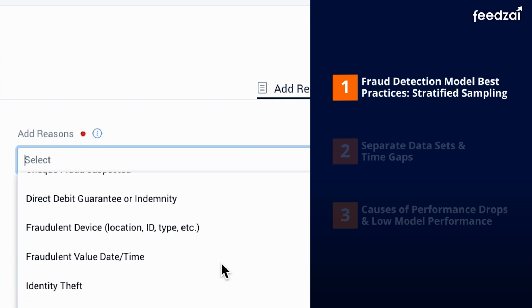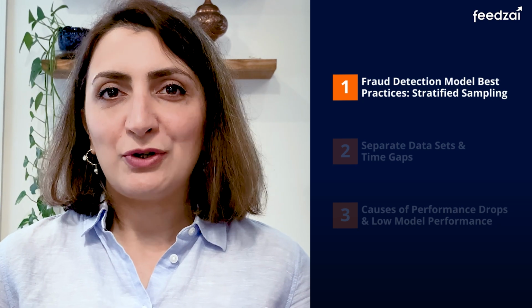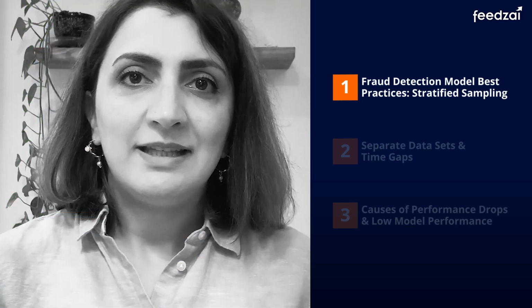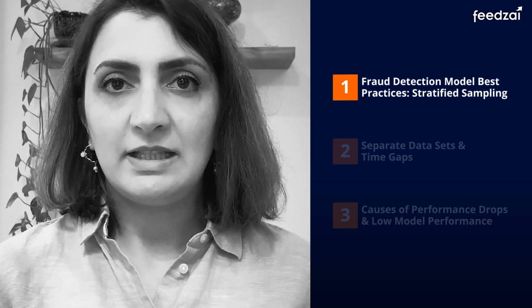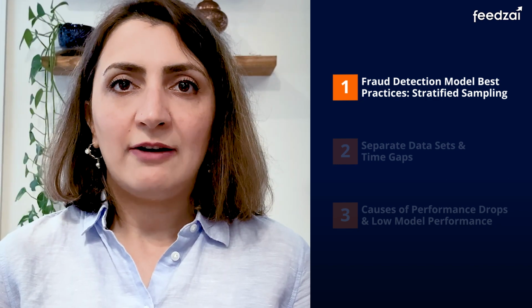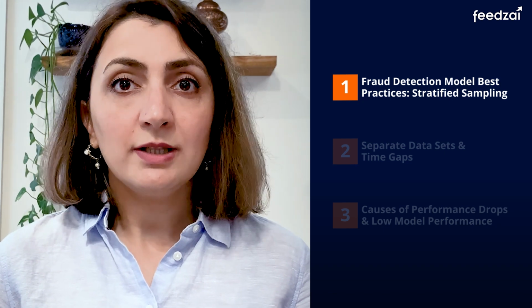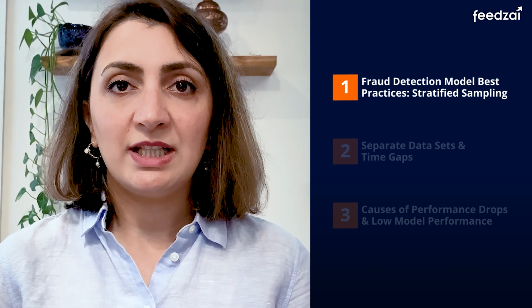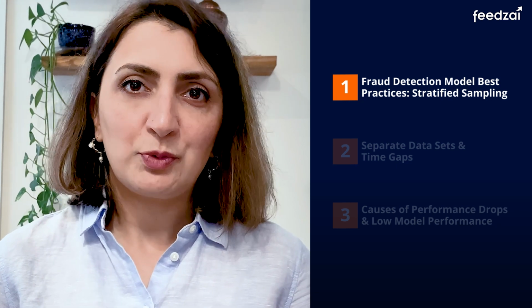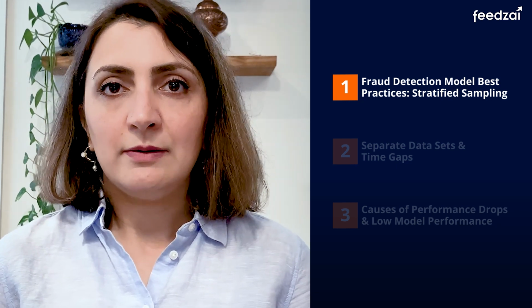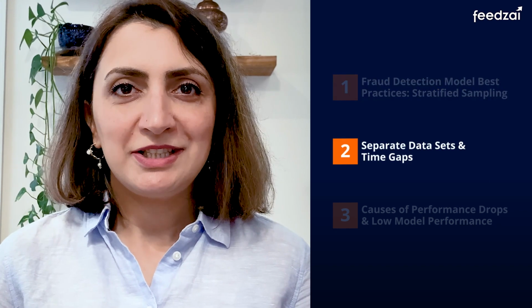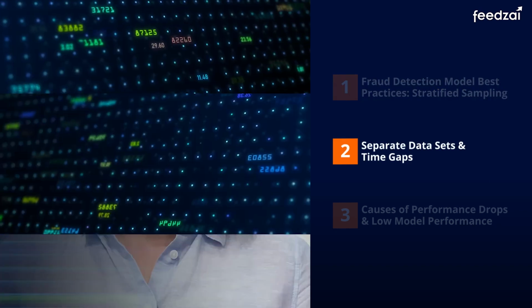So stratified sampling is basically keeping all the fraud transactions and then adding non-fraud transactions as needed. For example, if we want to have 5% fraud transactions in our data set, we keep all the fraud, which is going to be 5% of our training set, and then the other 95% will be gathered from the non-fraud transactions.